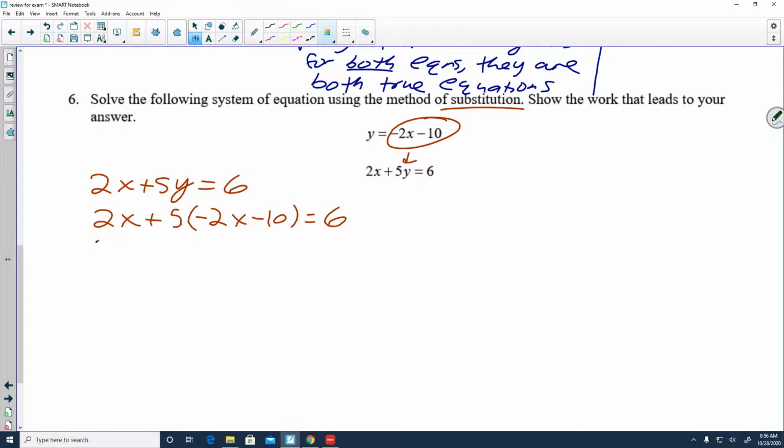Okay? Now we're just going to solve for x. So we have 2x plus, use the distributive property. I'm sorry, this should be minus, right? Because 5 times negative 2 gives us minus 10x.